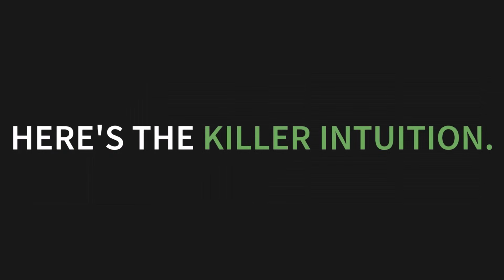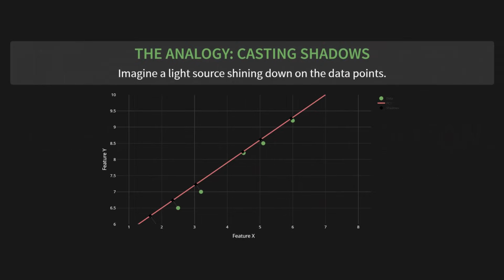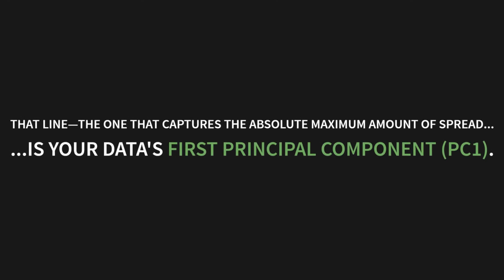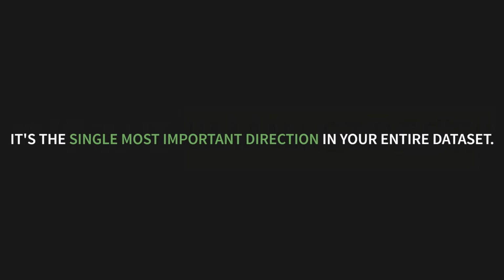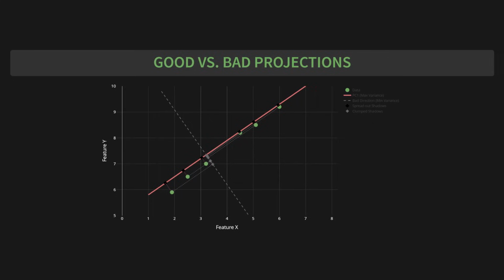Here's the killer intuition. Let's use an analogy, casting shadows. Imagine a light source shining down on our data points from far away. PCA's job is to rotate that line until the spread of the shadows is as wide as humanly possible. That line, the one that captures the absolute maximum amount of spread, is your data's first principal component, PC1. It's the main street. It's the single most important direction in your entire dataset. Just look at these two examples of good versus bad projections. The top line, PC1, spreads the shadows out perfectly. The bottom line just bunches them all together.